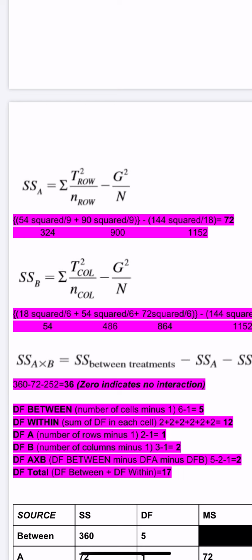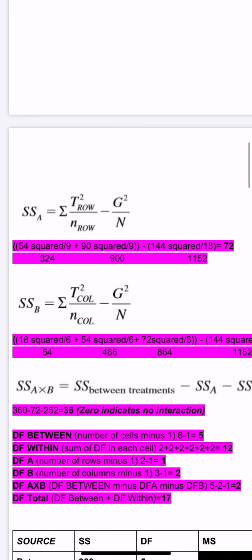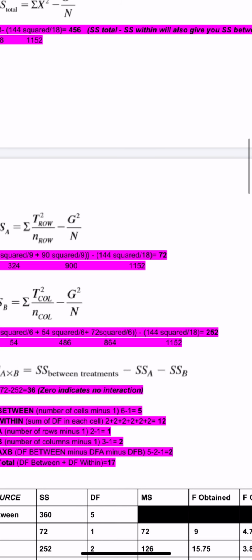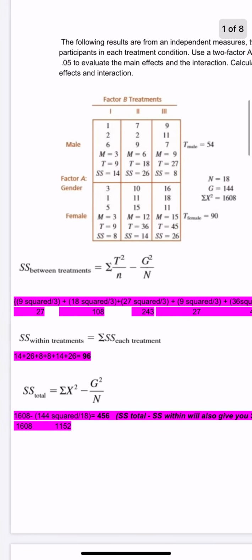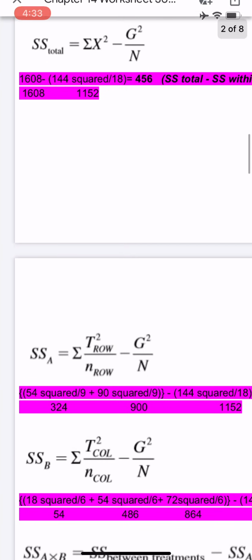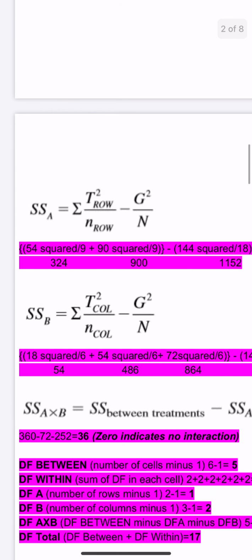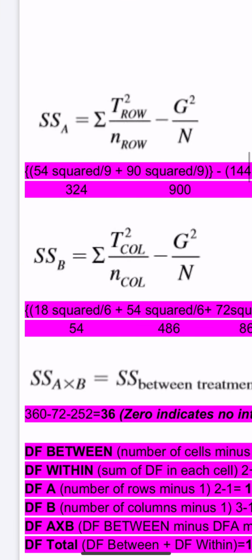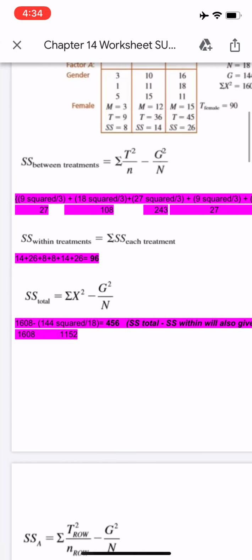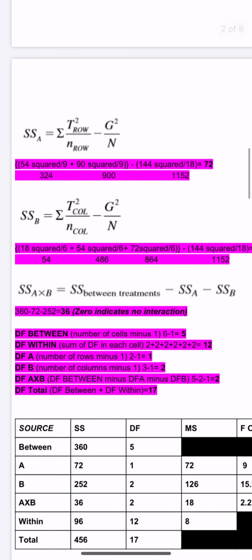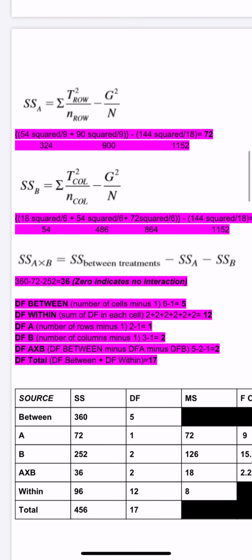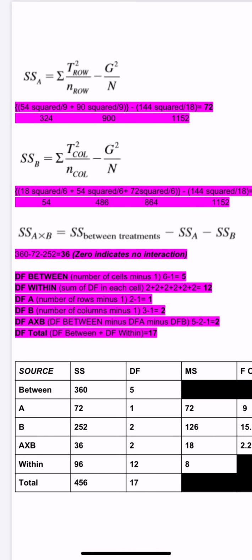Once you have all this information, you should also realize that SSA, SSB, and SS interaction, if you add them up, 252 plus 72 plus 36, what do you get? You get SS between treatments. So SSA, SSB, and SS interaction, which is A by B, is just SS between treatments broken down into 3 separate parts. Once you have all that information, then you get the degrees of freedom.